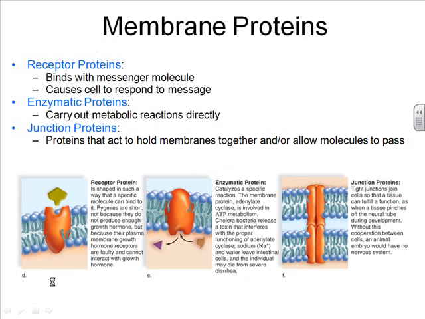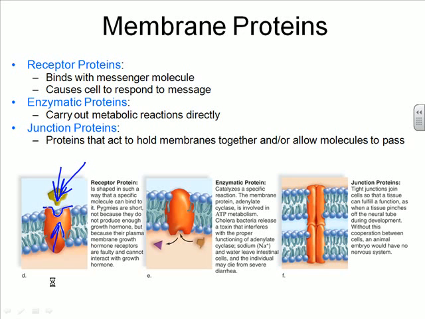We have receptor proteins. Now, receptor proteins have a unique shape, and they are shaped so that they fit only a specific molecule. This is like a lock and a key: this cell will only respond to a message when this key is inserted into this lock. And it allows the cell to respond to only that specific message.